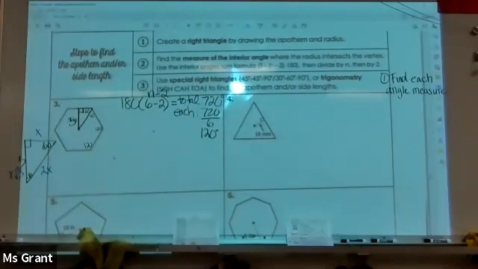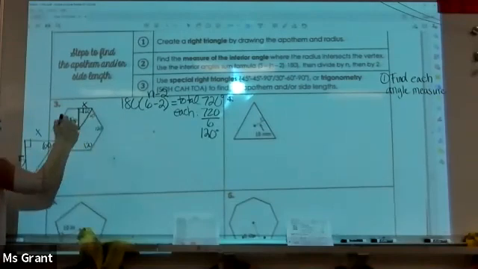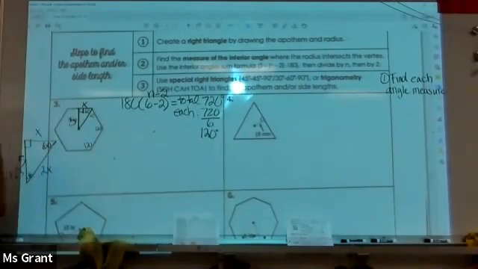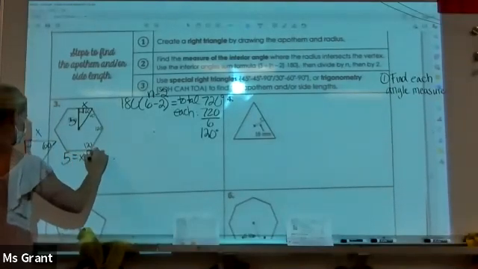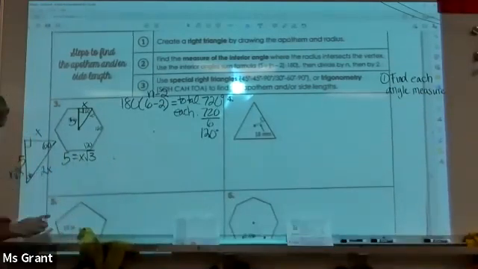So if I know that this height of the triangle is 5, I really want this. So the side that is 5 is my x radical 3 side, which is me solving for x so that I can get the side opposite 30.